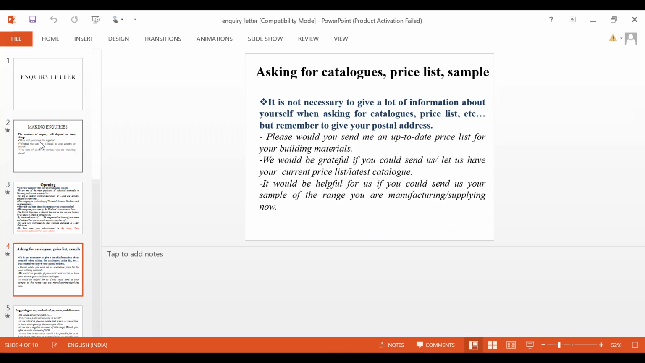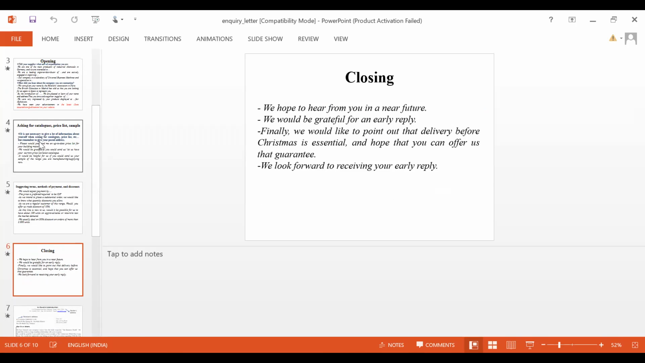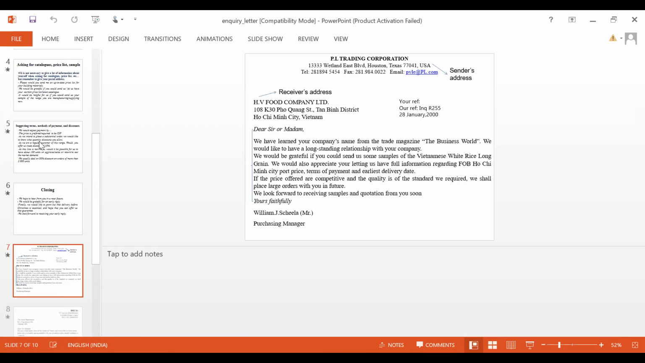So then in inquiry, you ask for catalog book, you ask for price list, you ask them to send you the samples of the things which you would like to inspect so that you can place an order in future. You can also ask them about the setting, suggesting terms, then methods of payment and discounts. And finally, you close the letter by saying, we look forward to receiving your early reply, or we wish to see your reply. We would be grateful for an early reply.